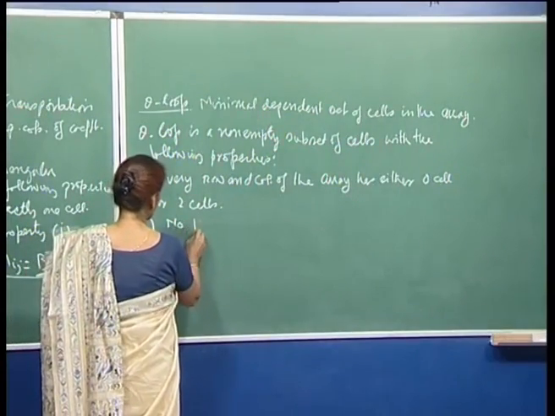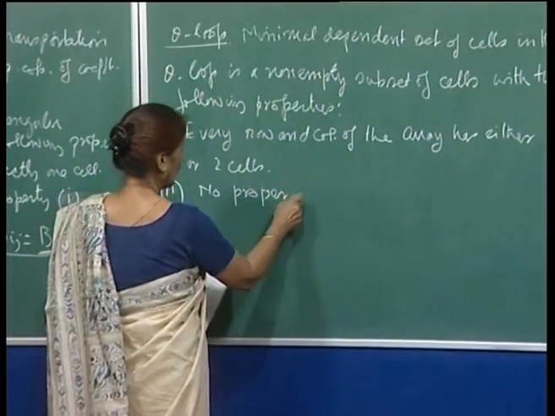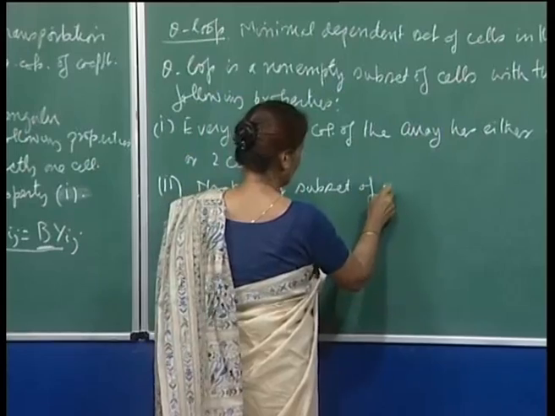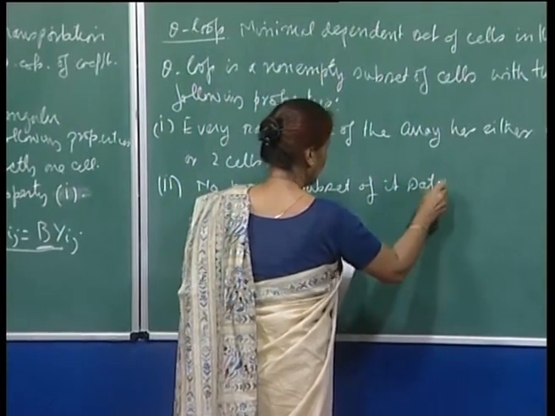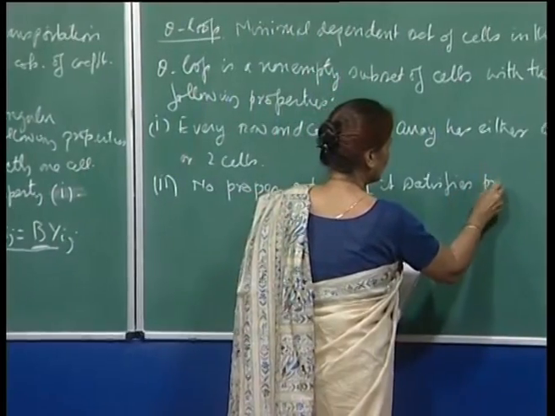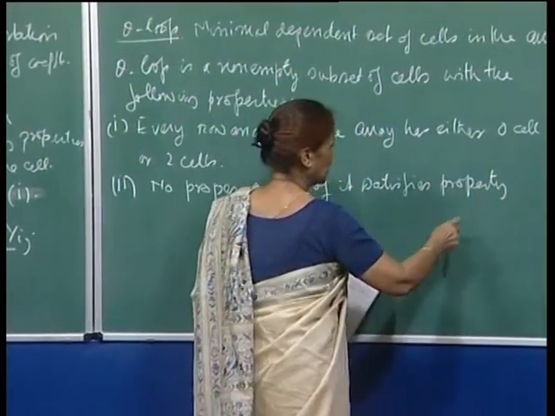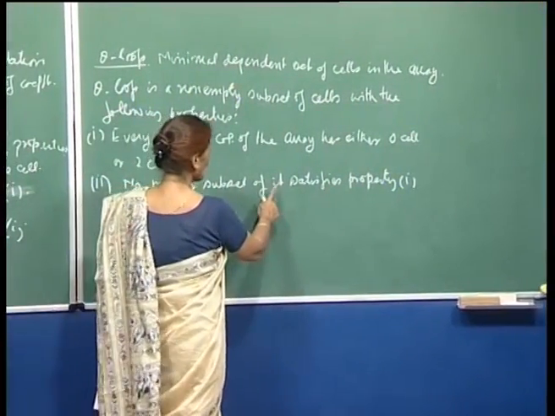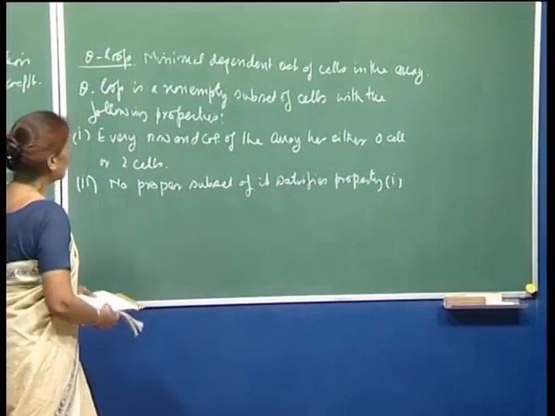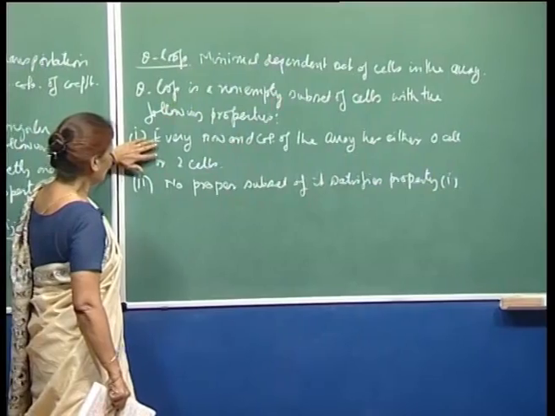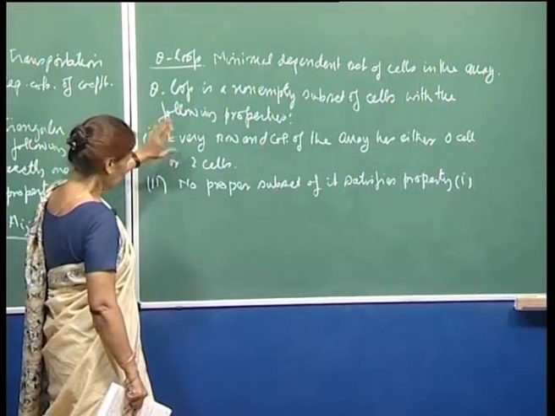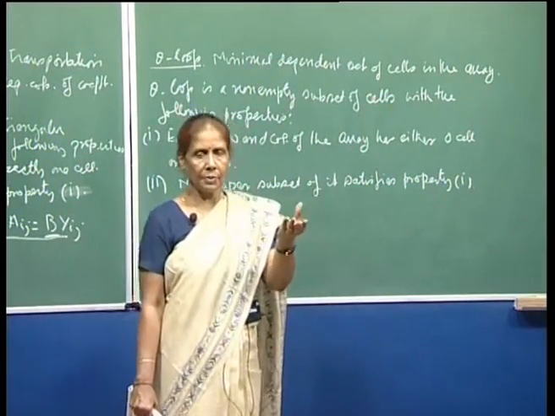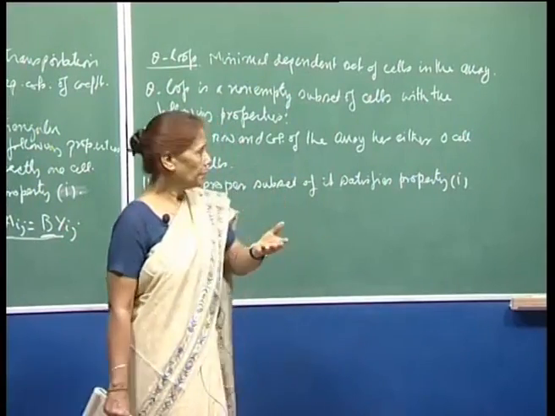no proper subset of it satisfies property 1. So, you see, the moment I say that no proper subset of it satisfies property 1, that means no proper subset of this theta loop, of this set of cells, will have two cells from it in a row or a column.